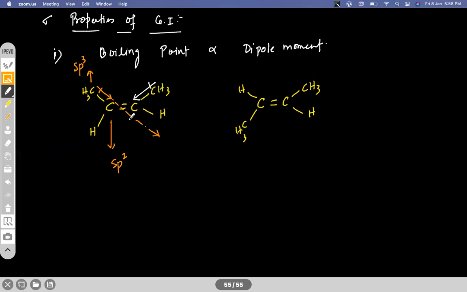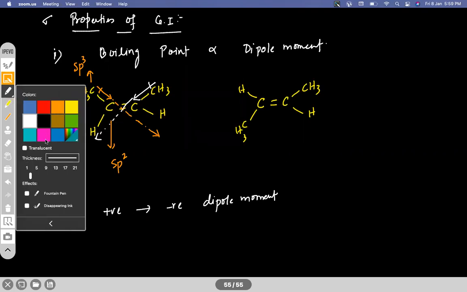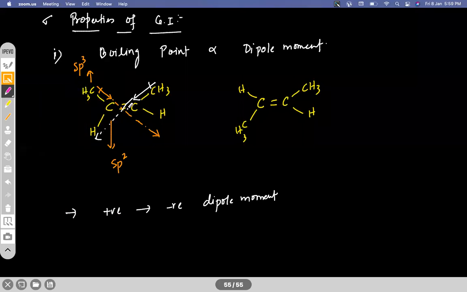From positive to negative, always in chemistry, right? So here it is positive to negative dipole moment. So this dipole moment is in this direction, basically. Dipole moment is a vector quantity. So we have a net dipole moment, which is the resultant of these two in this direction, mu.